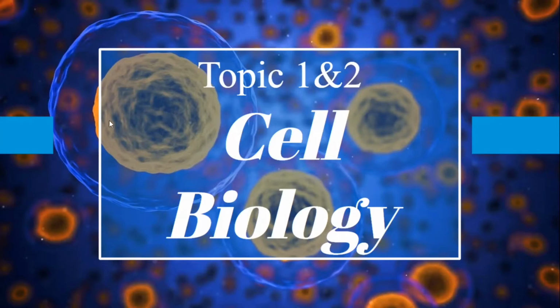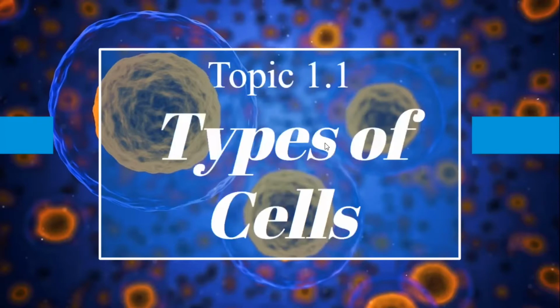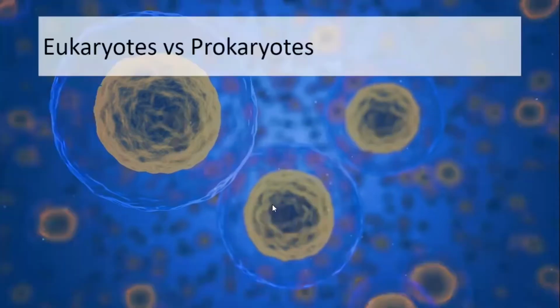I've collated topic 1 and 2 into one because they both talk about cell biology. So it will be one long chapter, but I've broken them down so you don't have a lot of content to memorize. So topic 1.1, types of cells, starting with prokaryotes and eukaryotes.